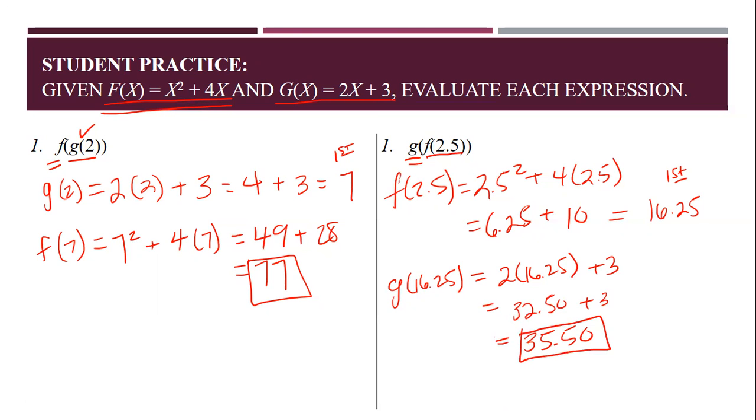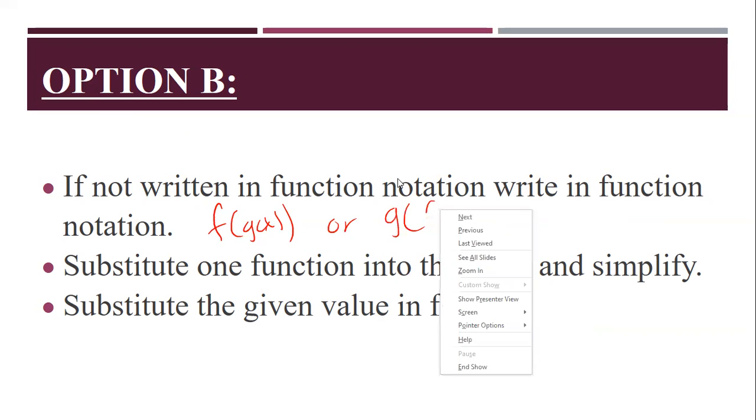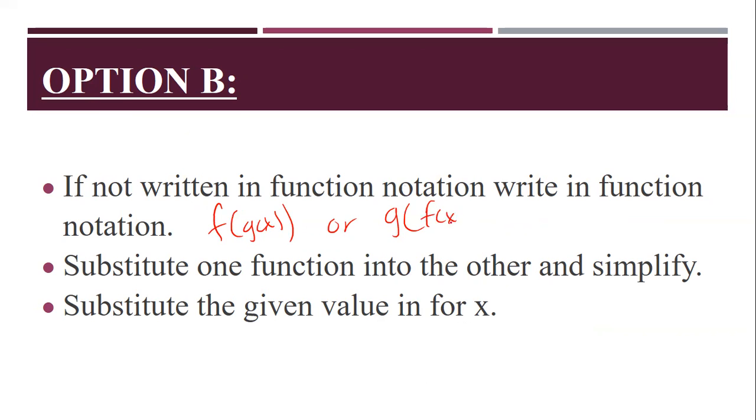All right. Well, there is a second method of evaluating, and we're going to go over that second method. It's option B. First off, if it's not written in function notation, write it in function notation, which is what we were just working with. So function notation means that it's written as f of g of x or g of f of x. We want to substitute one function into the other and simplify. So you're actually going to put the function in and then evaluate.